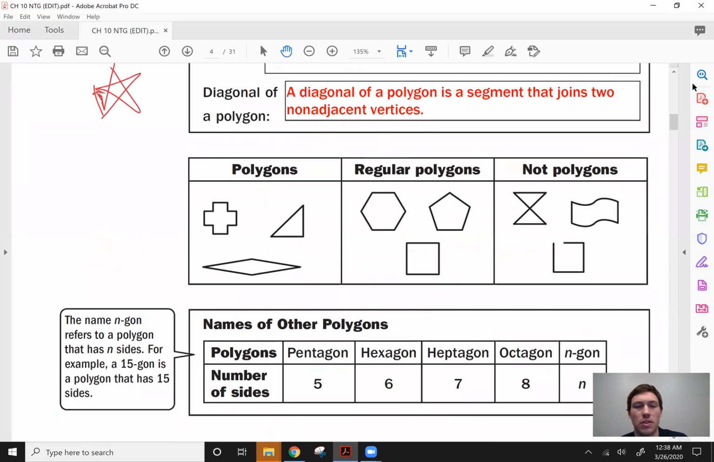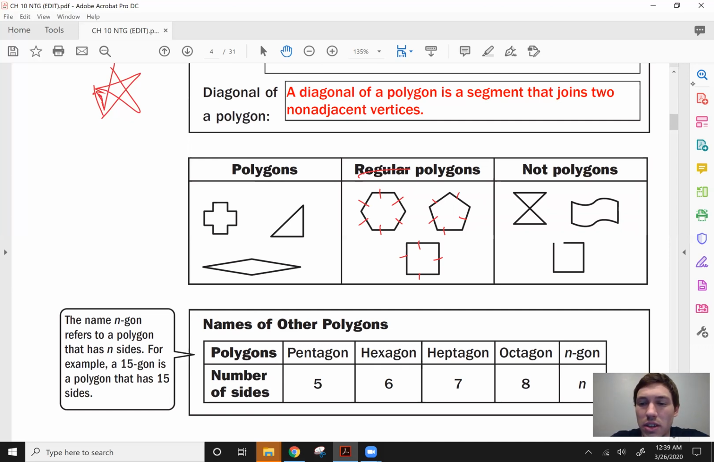All right, so again, these would be polygons. Now this one would be considered concave because I can draw on the outside to connect two vertices. This one, however, would be convex, and this one would be convex as well. These are regular polygons because this side, this side, this side, all of these are congruent. A square is a regular polygon. This pentagon is regular because all the sides are congruent, etc.